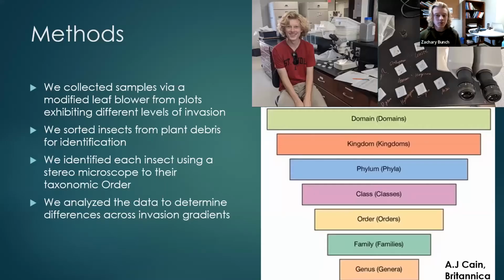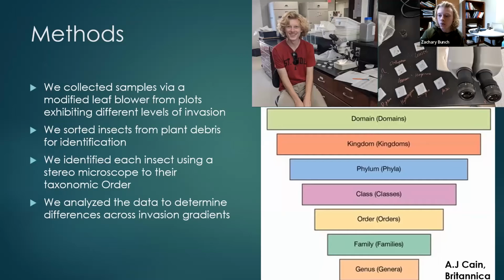So sample collection took place in the summer of 2021 using a modified leaf blower from plots indicating a 0, 50, or 100% level of invasion. The samples collected were then transported from Montana back to our research lab. There, we sorted the samples by separating the plant debris from the insects. The saved insects were then identified to order, with a total order abundance count being taken for each plot.